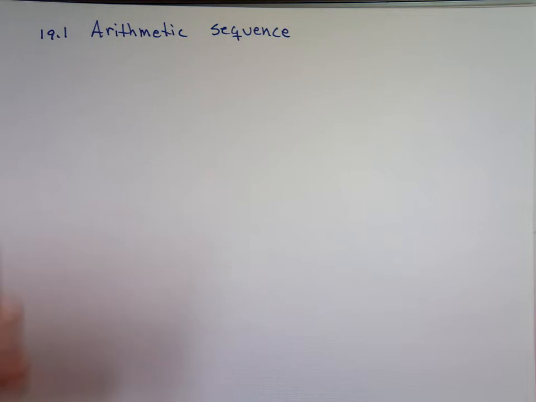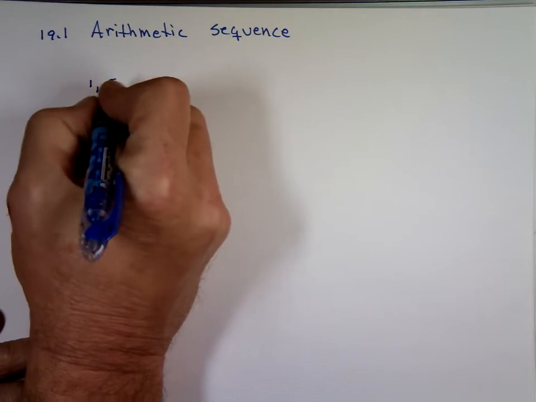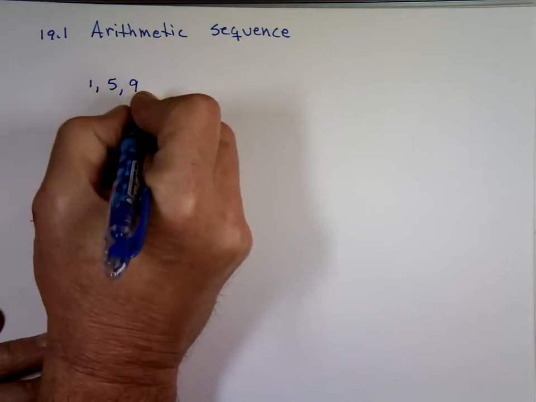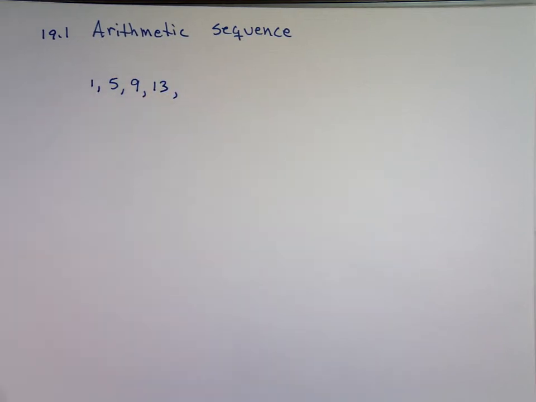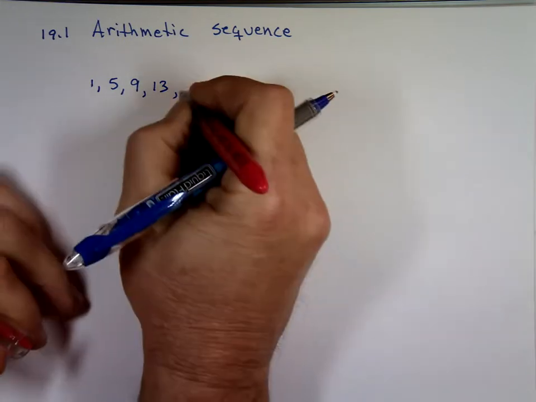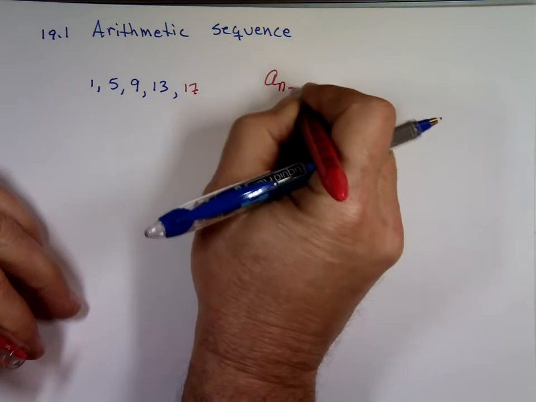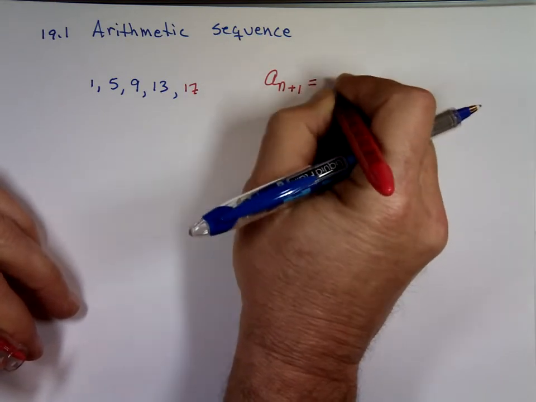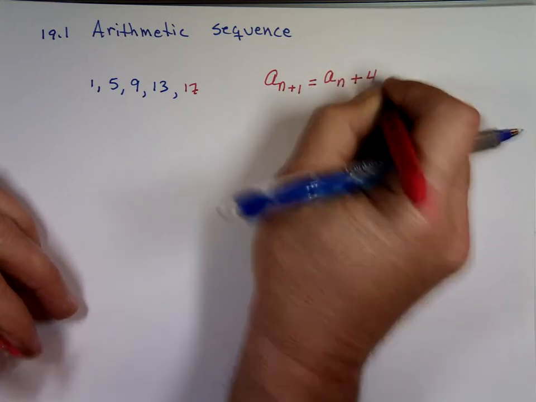Let me write some sequences for you and see if you can guess what the next number is. 1, 5, 9, 13. What's the next number? 17, right? So what do you notice? That the next number will go a_n plus 1. It's whatever the previous one, and you're adding to it what? 4.